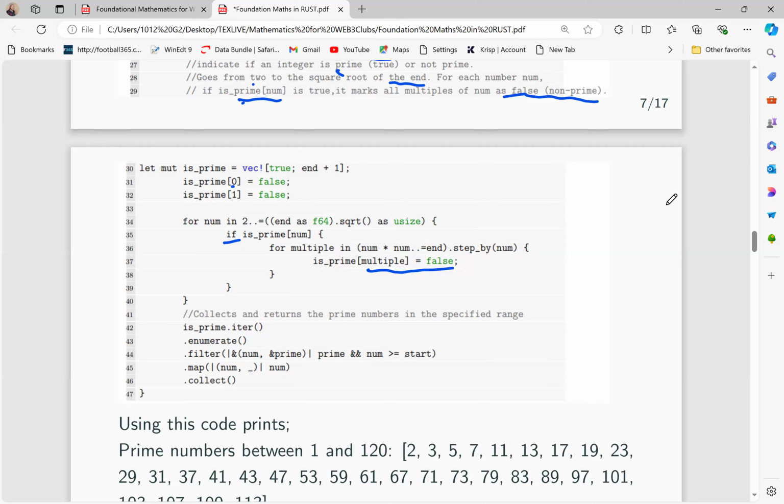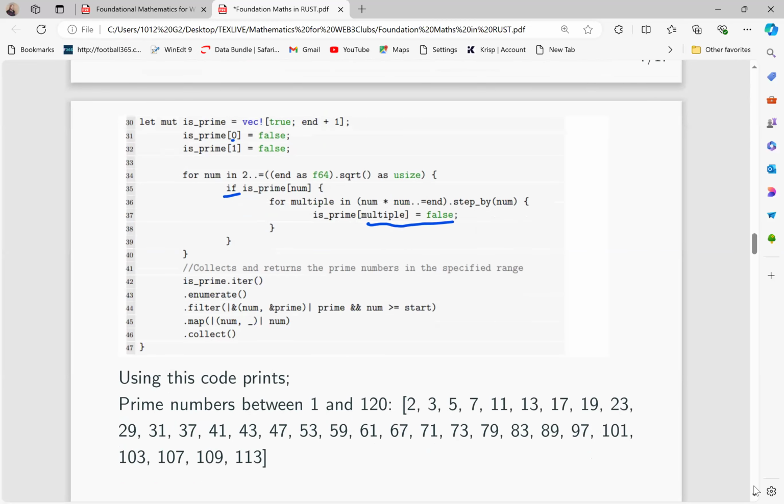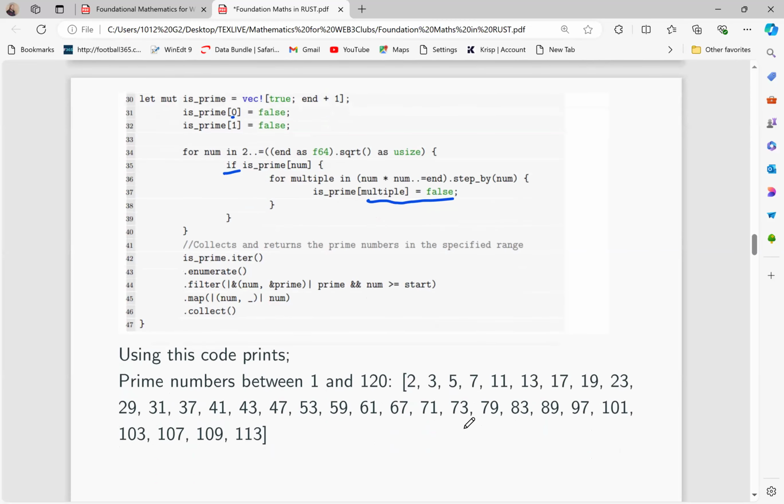5 is a prime number. Then its multiples will again be marked false, and so on. 6 has already been marked false because it's a multiple of 2. So that is what this program does to try and list the prime numbers. If I ask it to give me prime numbers between 1 and 120, then it will give me that.